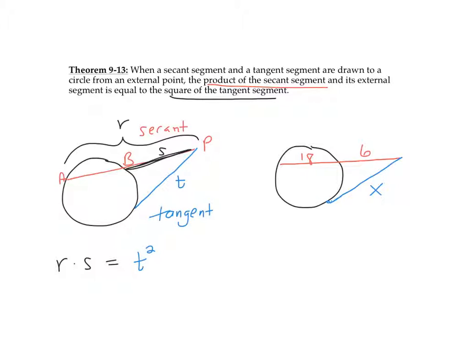Okay, so applying the theorem, remember that we have to take the product of the whole secant segment. So we want to do whole secant times external segment equals the tangent squared, the tangent segment squared. This is our tangent over here.